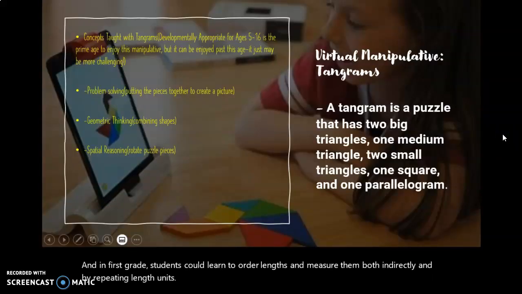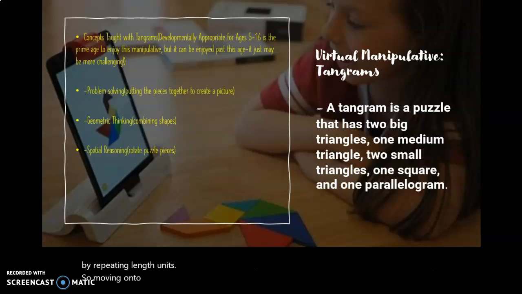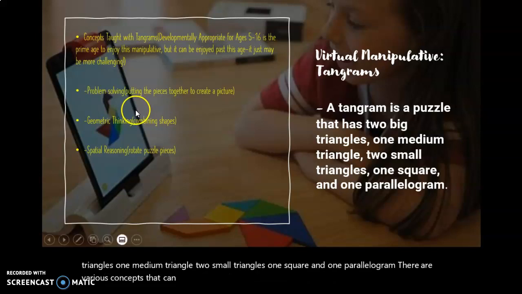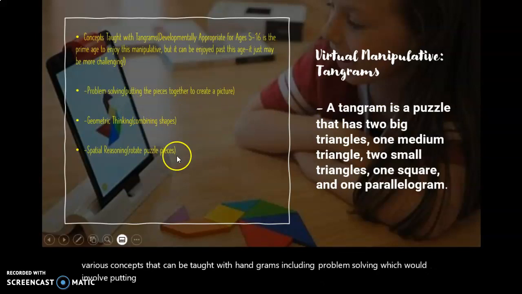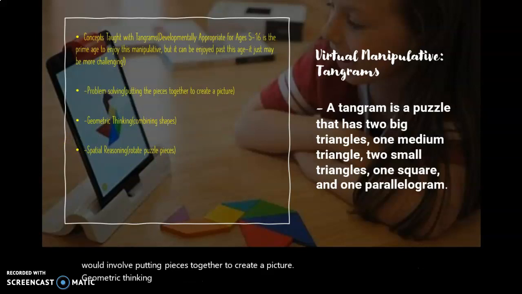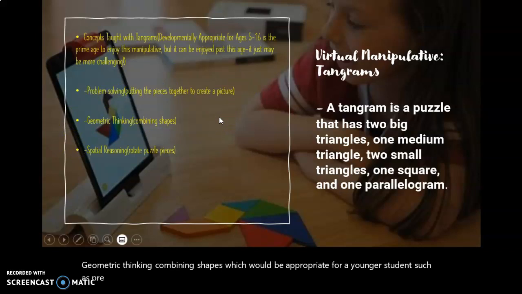So moving on to my virtual manipulative of tangrams. A tangram is a puzzle that has 2 big triangles, 1 medium triangle, 2 small triangles, 1 square, and 1 parallelogram. There are various concepts that can be taught with tangrams, including problem solving, which would involve putting pieces together to create a picture, geometric thinking, combining shapes, which would be appropriate for younger students such as pre-kindergarten, and spatial reasoning such as rotating puzzle pieces.